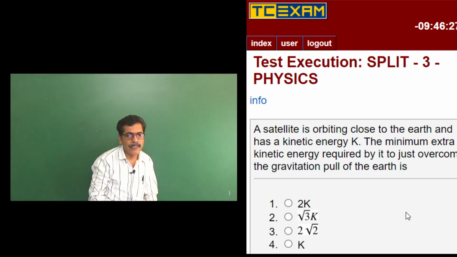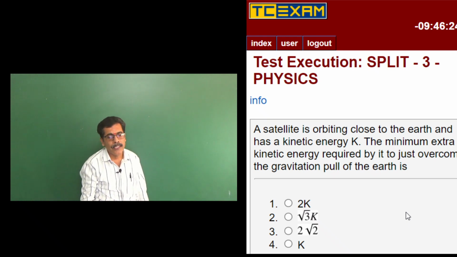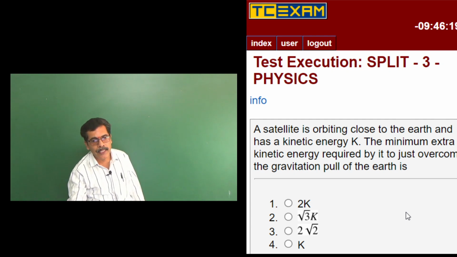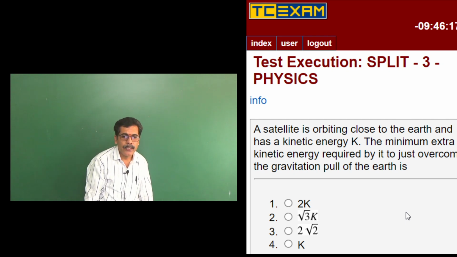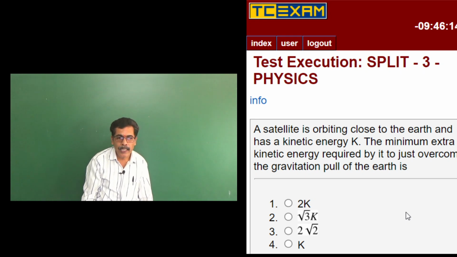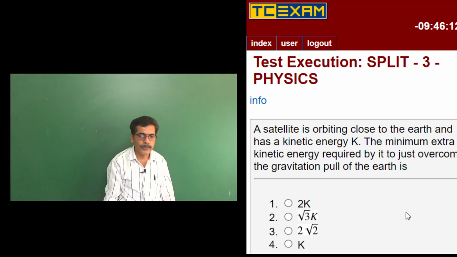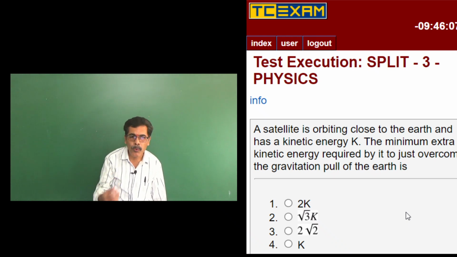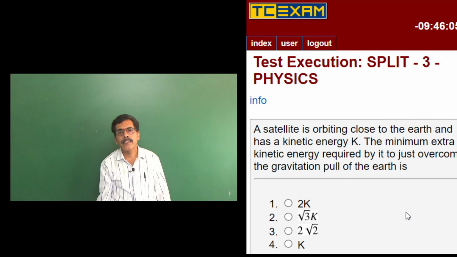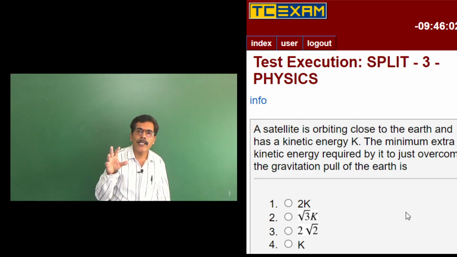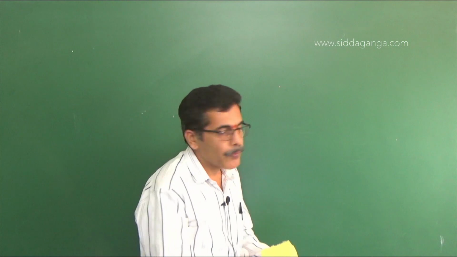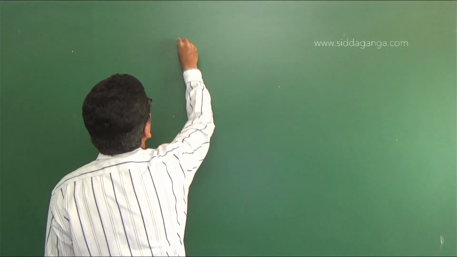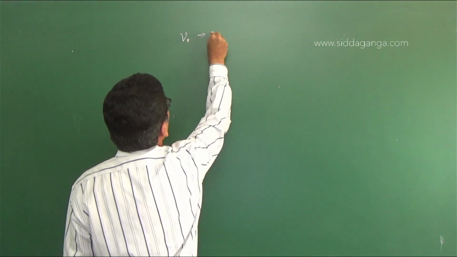A satellite is orbiting close to Earth and has a kinetic energy K. The minimum extra kinetic energy required by it to just overcome the gravitational pull of the Earth. Here a particular satellite is orbiting very close to the Earth, right? We shall take its velocity as orbital velocity, v naught.